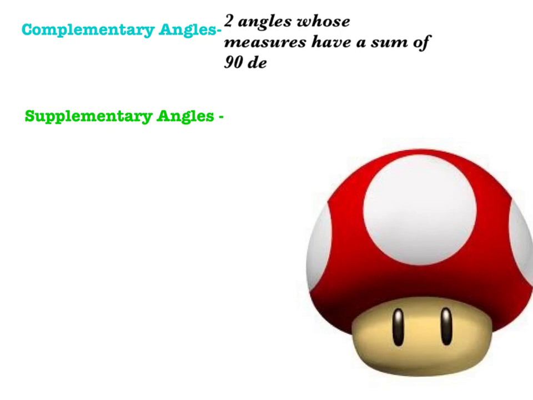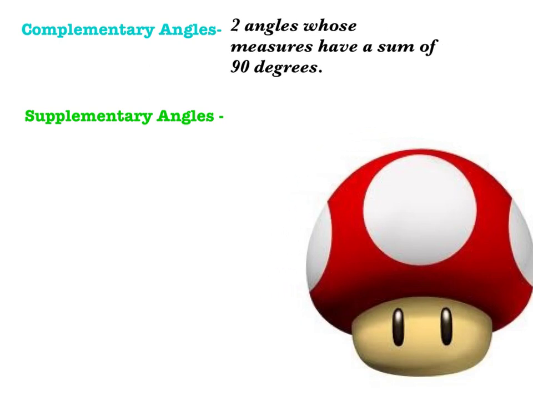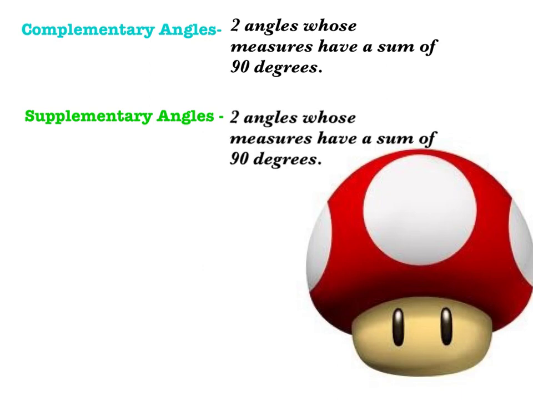I'm going to write degrees in there. So this right here is exactly the same definition that you learned in 7th grade, and it's really similar to the supplementary angle one. It's two angles that have measures that have a sum of 180 degrees. That's the only difference. So complementary angles add up to 90 degrees, supplementary angles add up to 180 degrees.